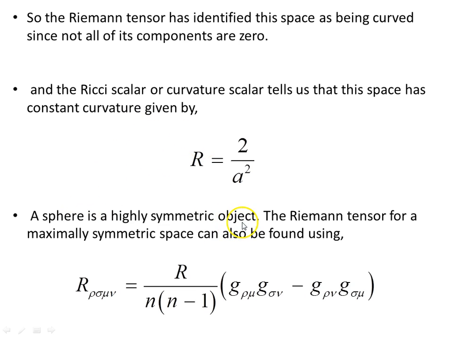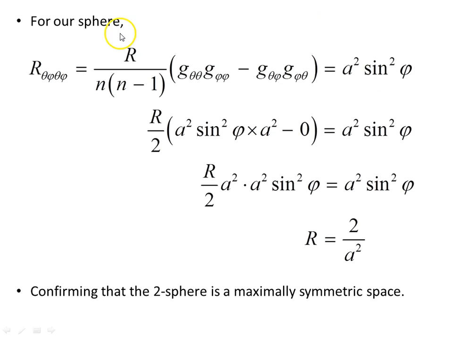Right, a sphere is a highly symmetric object. The Riemann tensor for a maximally symmetric space can also be found using this formula, here's the Riemann tensor. So for our sphere, substituting in g theta theta, g and so on, we find this is a squared sine squared phi. Next step, put in the n's. 2 minus 1 is 1 times 2, so that gives us 2, r over 2. This object is a squared sine squared phi times a squared. These are all 0, as we saw earlier. That's equal to a squared sine squared phi. When we do that, the a squareds on both sides and the sine squared phi's on both sides will cancel, and we're left with r as 2 over a squared.